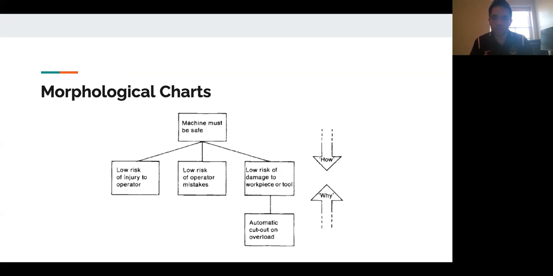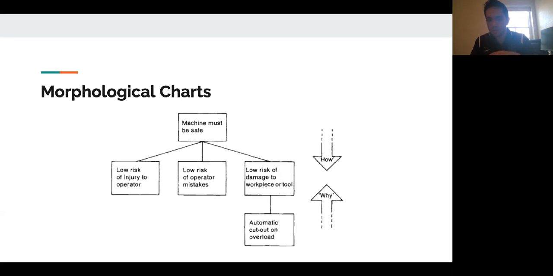And so we then want to define the why, and this is where the morphological chart is really powerful, because then we can say it can be an automatic cutout on overload. To reduce the risk of damage to a workpiece or tool, we embed a system called an automatic cutout so that we don't overload the tool. And that's why we do this, to make the machine safe.